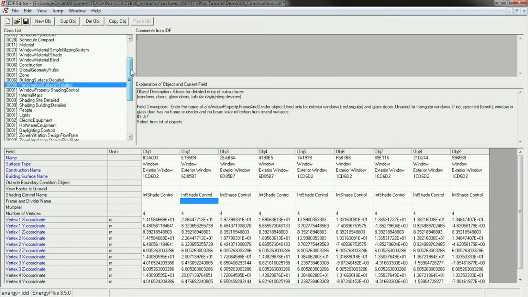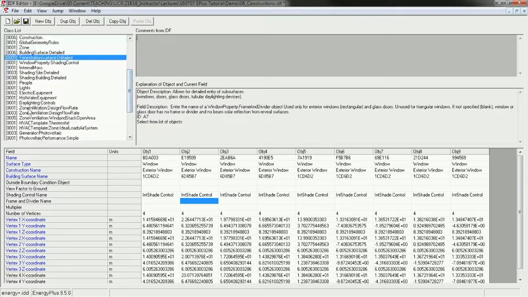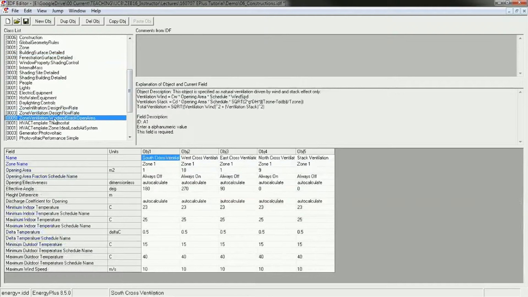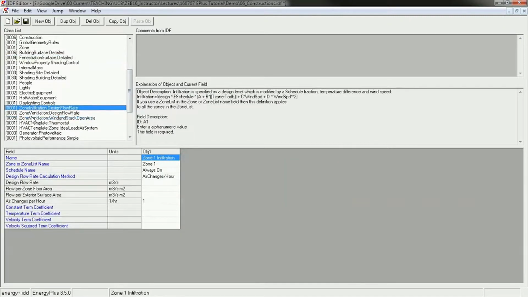Infiltration and ventilation. And you can see these two objects here, zone infiltration, zone ventilation. Actually, there's a third one called zone ventilation, wind and stack open area. So we're going to talk about these three classes right now.